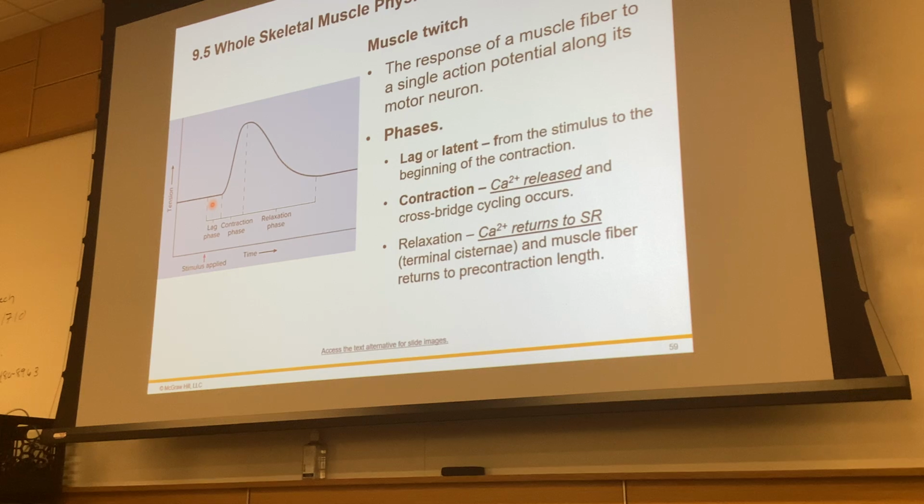When the cross bridges are formed and then you start pulling here, that's the contraction phase. And then there's the relaxation phase. That's when the muscle is getting stretched by another muscle, and while it's doing that, it's returning calcium back to the sarcoplasmic reticulum through active transport. Again, SR is sarcoplasmic reticulum. This contraction phase is what we've been talking about right here.